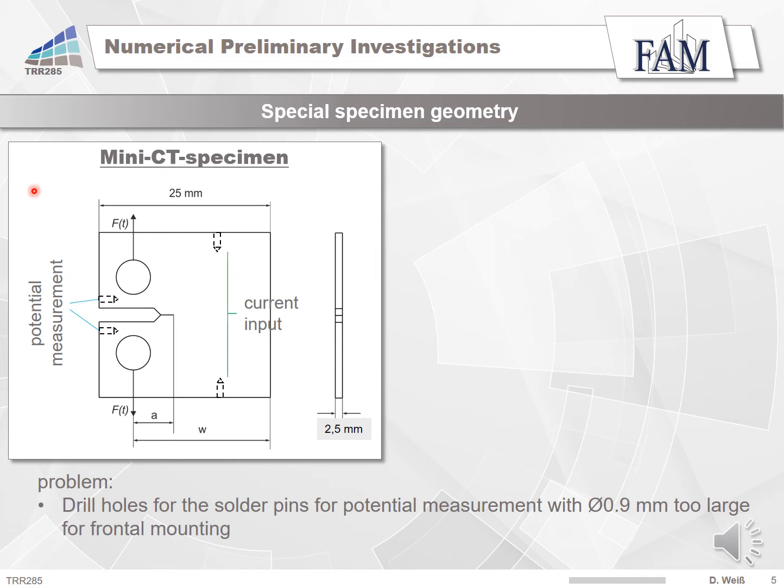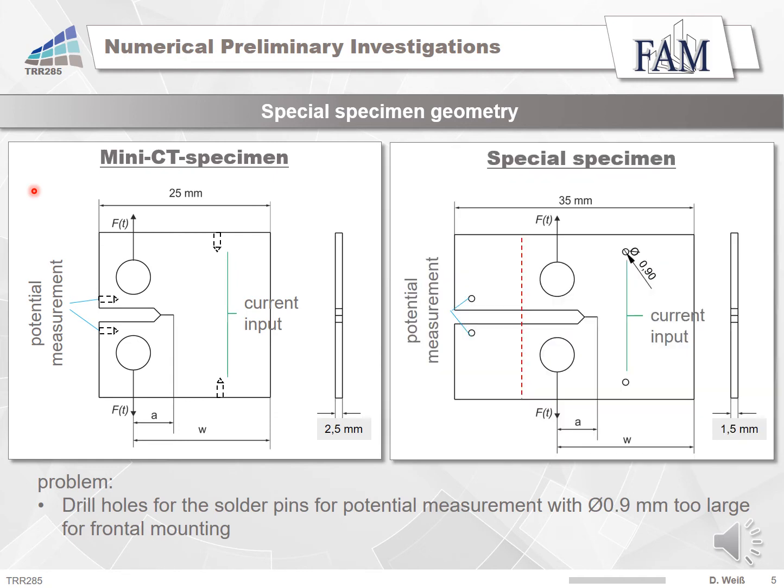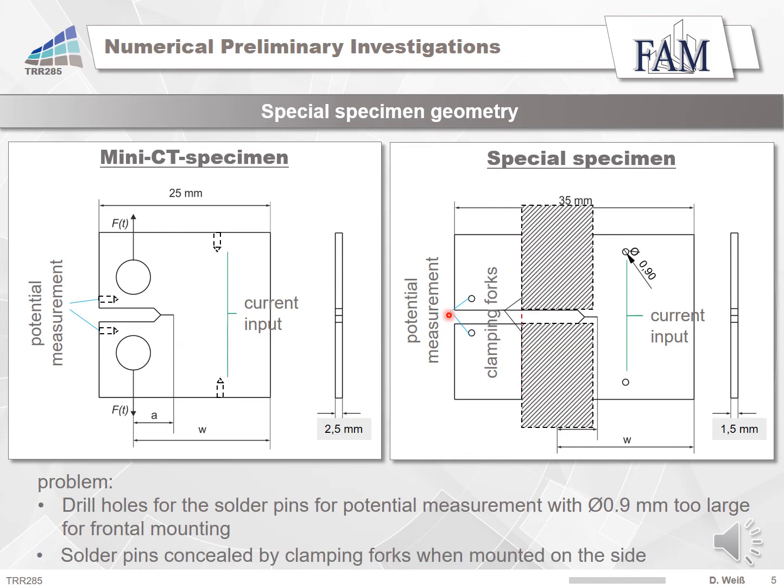However, due to the fact that very thin metal sheets are used within the clinching process, the development of a specimen with a special geometry is necessary. The normal mini-CT specimen is 2.5 mm thick, 1 mm thicker than the used specimen. Due to the low sheet thickness, drill holes for the solder pins for potential measurement with a diameter of 0.9 mm are too large for frontal mounting. Furthermore, solder pins are concealed by clamping forks when mounted on the side. Therefore, the ties were extended, like you can see in the white picture.